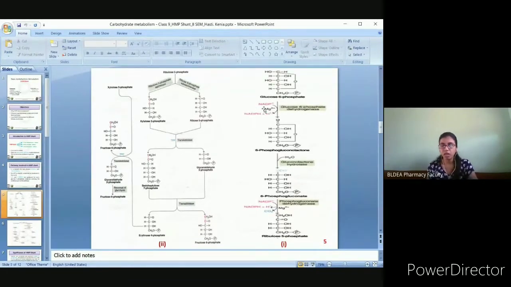Similarly, we had seen for NAD plus as well. When it undergoes reduction, it forms NADH and H plus ions. So this also requires magnesium ions as cofactor. This enzyme, that is glucose 6-phosphate dehydrogenase, requires magnesium ions as a cofactor. Now, this results in synthesis of 6-phosphogluconolactone. This is very important.